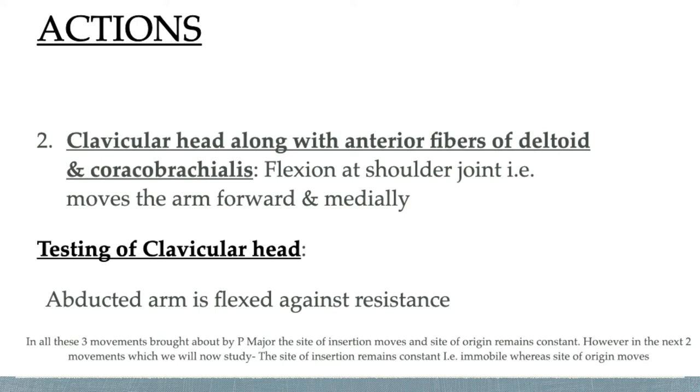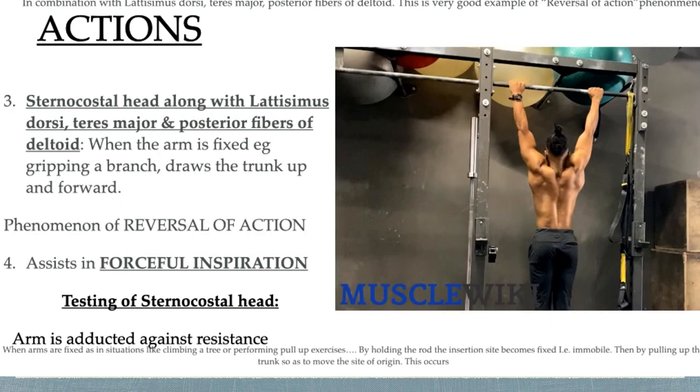In all these three movements, that is adduction, medial rotation, and flexion at shoulder joint brought about by pectoralis major, the site of insertion moves and site of origin remains constant, that is fixed. However, in the next two movements, which we are now going to study, the site of insertion will remain constant, that is immobile, whereas site of origin will move. So let us see the other two movements.